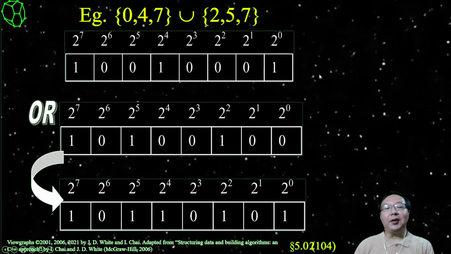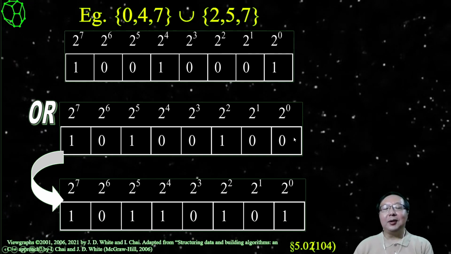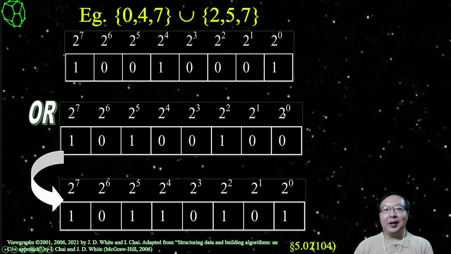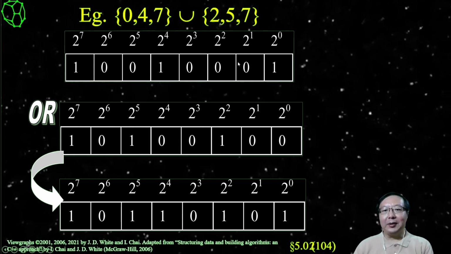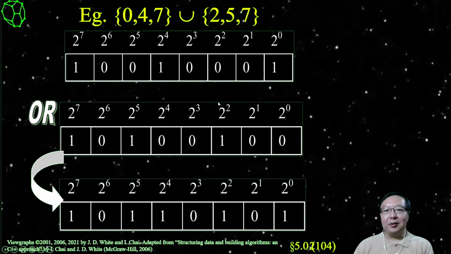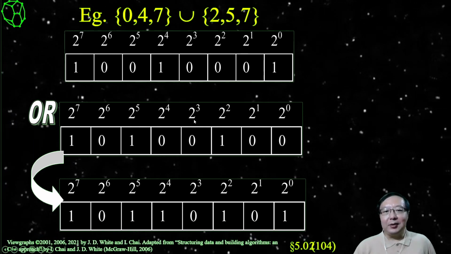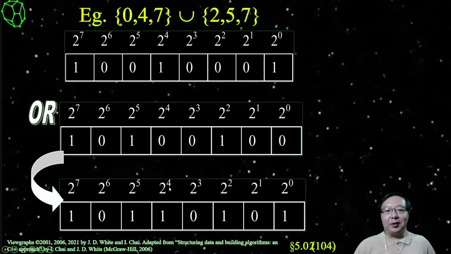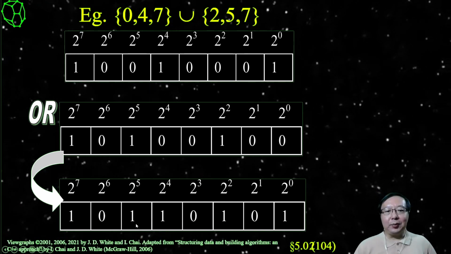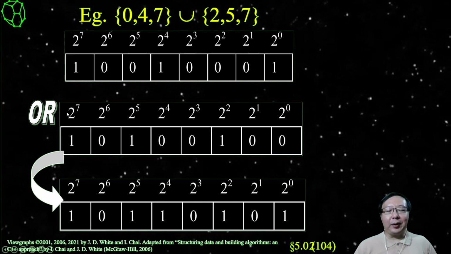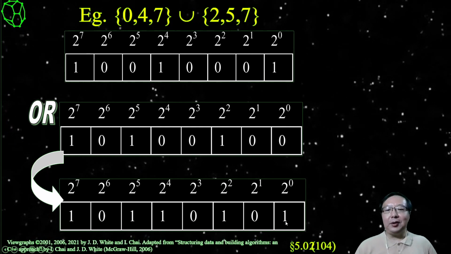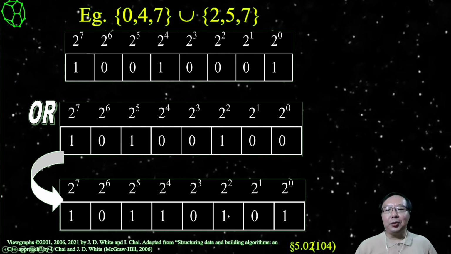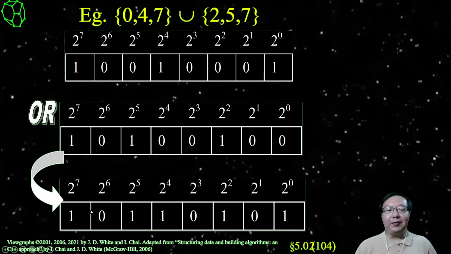So union is very easy. You just bitwise OR. Okay? Bitwise OR. 1 or 0 is 1. 0 or 0 is 0. 0 or 1 is 1. 0 or 0 is 0. 1 or 0 is 1. 0 or 1 is 1. 0 or 0 is 0, and 1 or 1 is 1. So we've got the union as 0, 2, 4, 5, and 7.